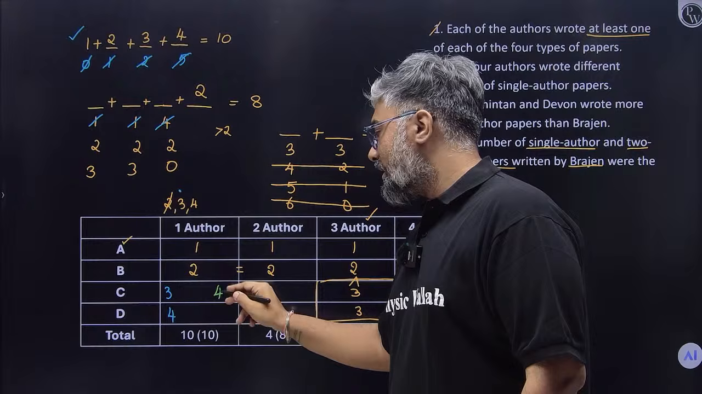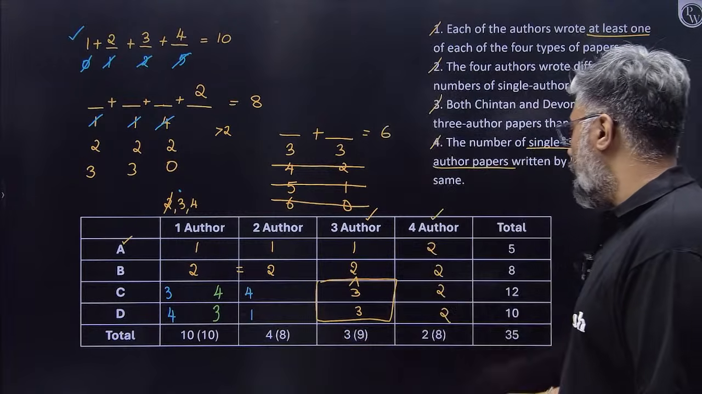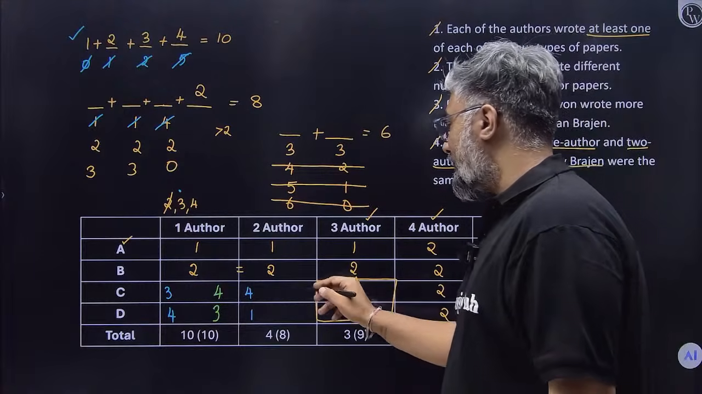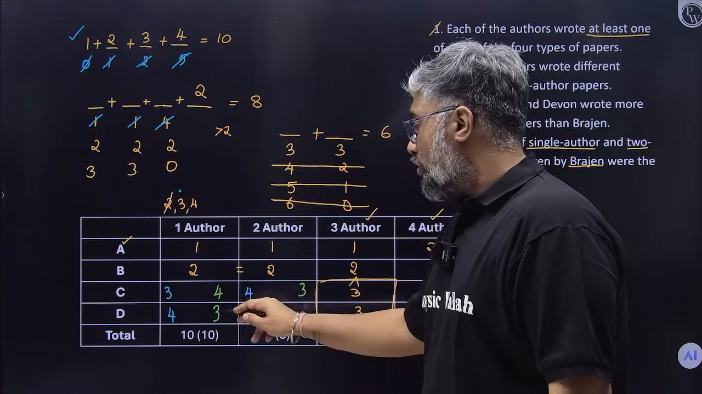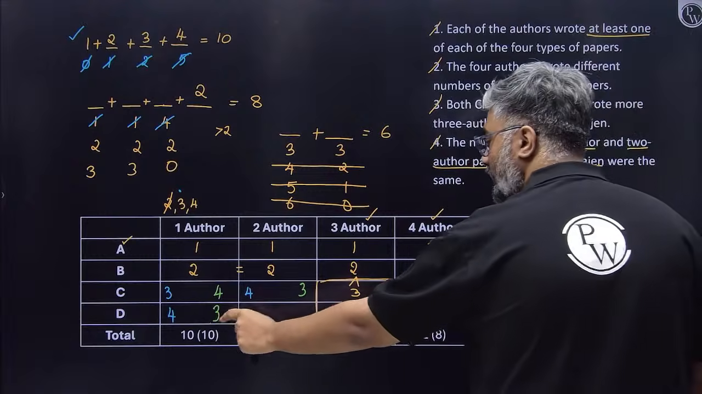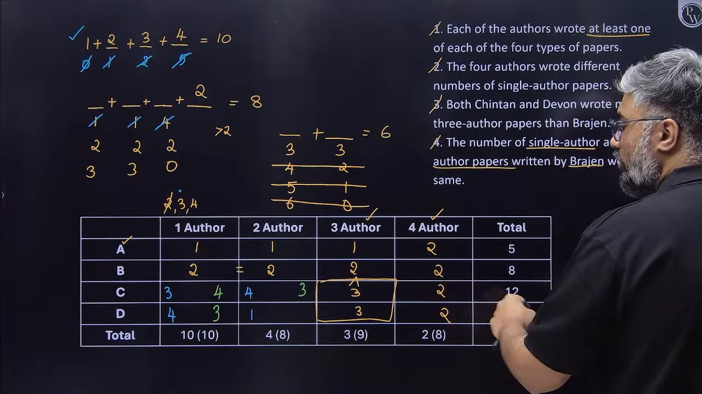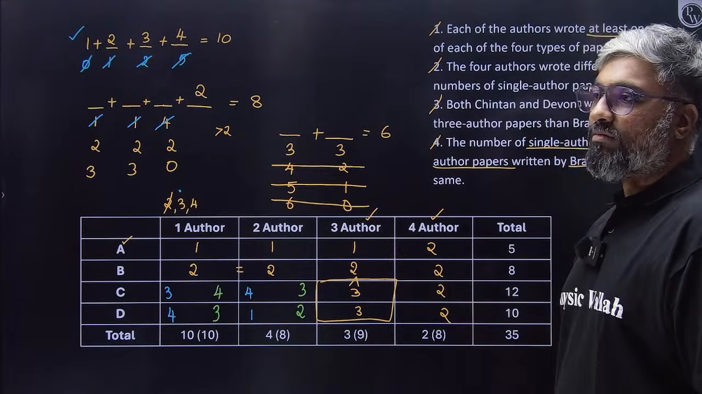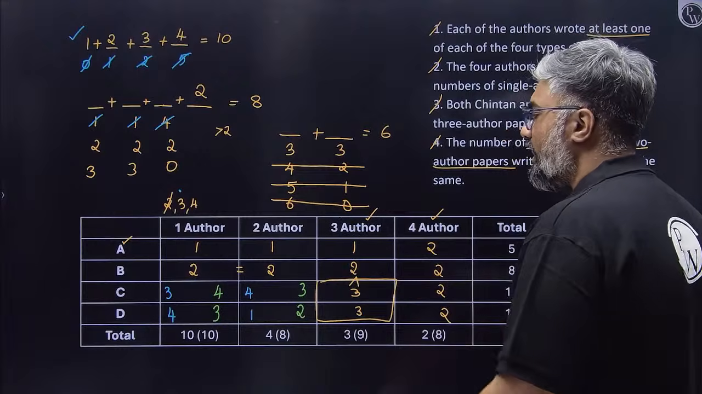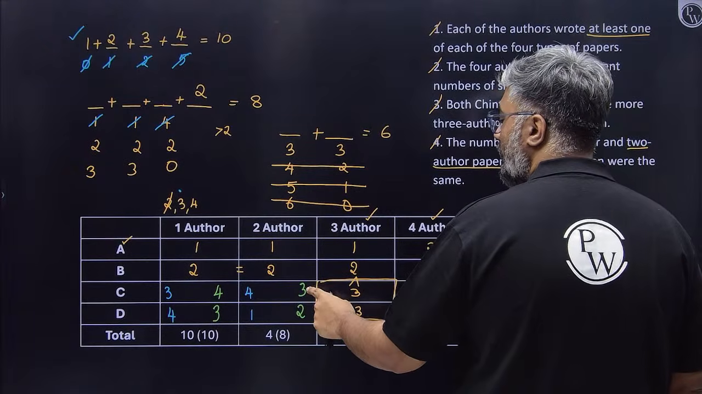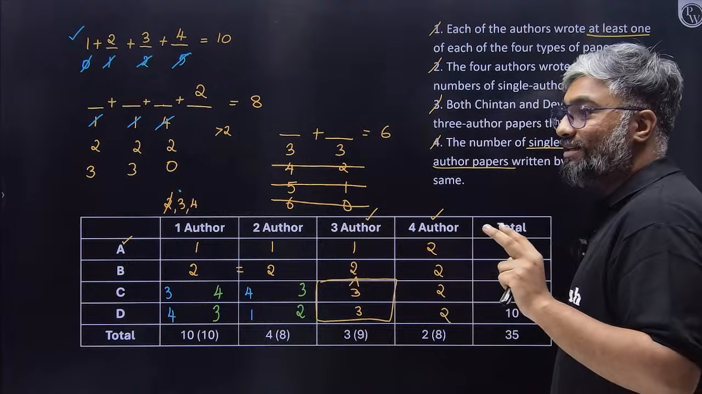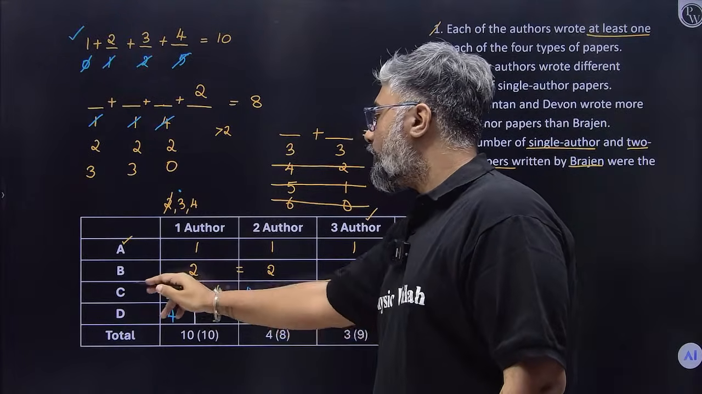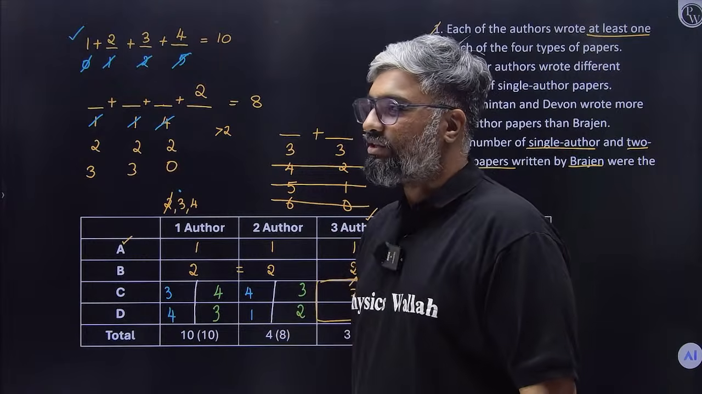If this is 4, then this should be 3. If this is 4, out of 12, I have 4, 7, 9. What is pending? 3 is pending. So this could be 3. Out of 10, I have 3, 6, 8. Now check if it's working vertically also. 1 plus 2, 3, plus 3, 6, plus 2, 8. It is working. So do I have two cases here? I have two cases only for C and D with one author and two author papers.